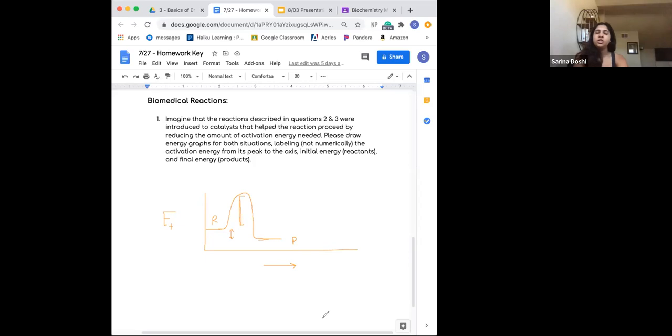So the way this would change for the second problem is instead of having a negative delta G, we would have a positive delta G. So we have our reactants that have a certain amount of energy, and obviously we have the activation energy, and then we have our products, which actually have more energy than the reactants because the reaction took up energy. So this right here would be our delta G, and this right here would be the activation energy to actually carry out the reaction.